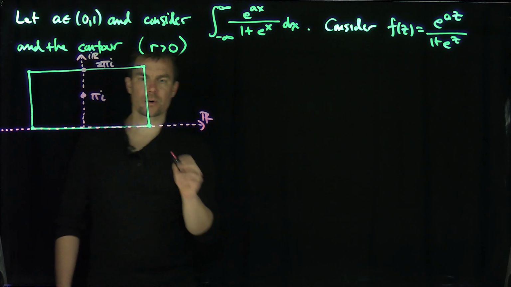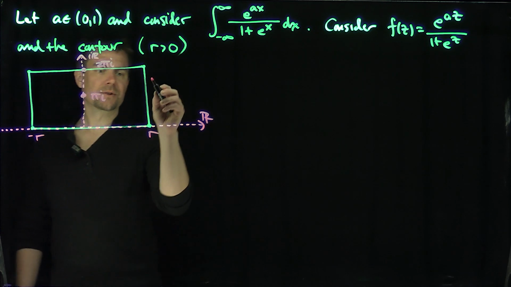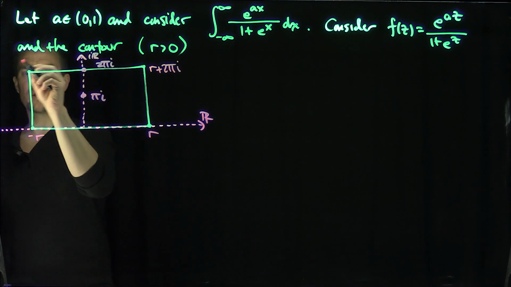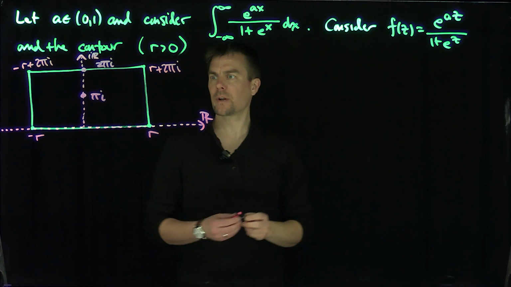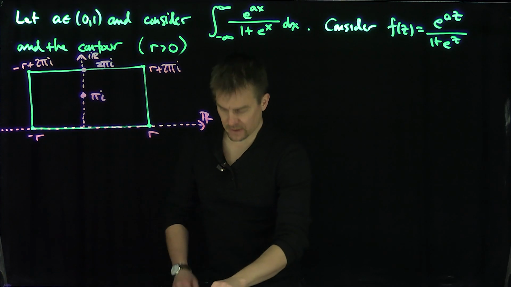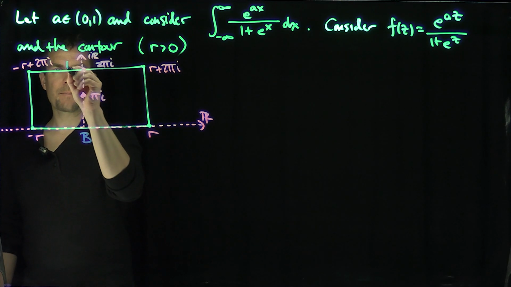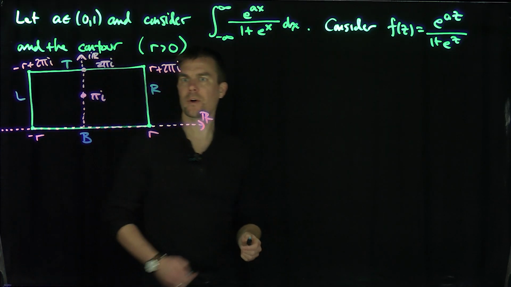Of course, this number here is r, and this is negative r. So this is r plus 2 pi i, and this is negative r plus 2 pi i. So there's my rectangle. My rectangle has four pieces: the bottom piece, the top piece, the right piece, and the left piece.